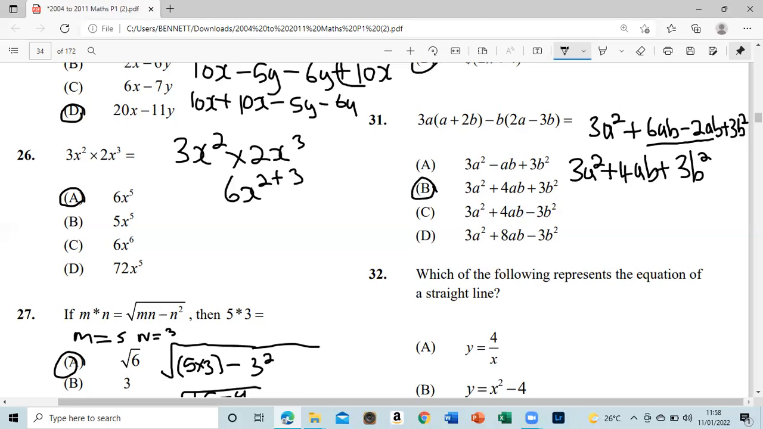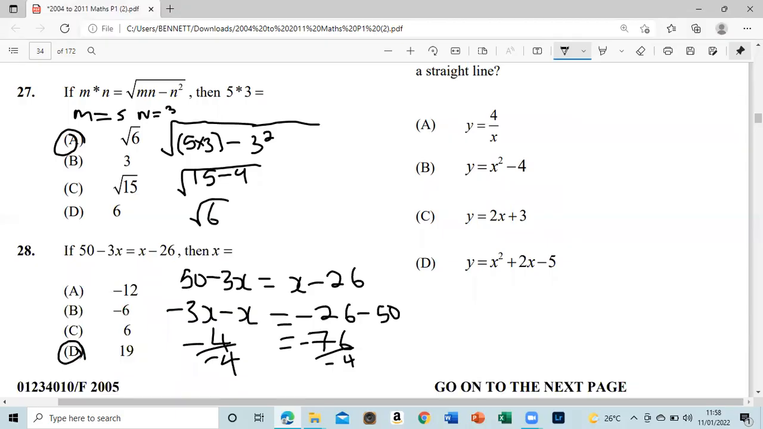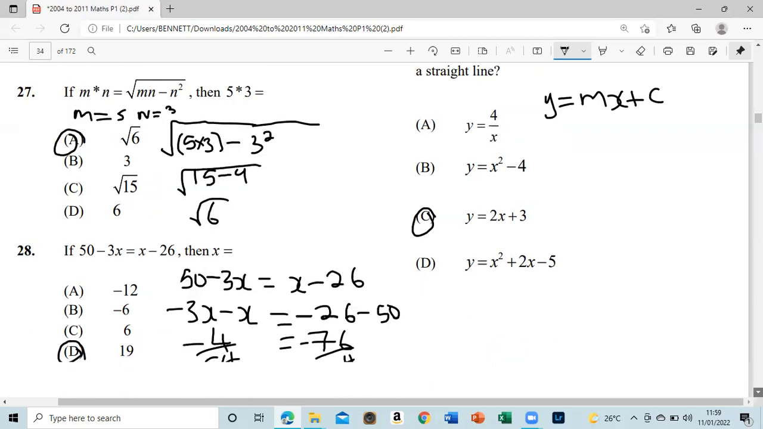Number 32. Which of the following represent the equation of a straight line? Now, the equation of every straight line is in the form y equals mx plus c. All right. Very important. I'm sure your teacher would have taught you that. So that would leave us with this. Your m is the gradient and c is the y-intercept, or c is where it cuts the y-axis.